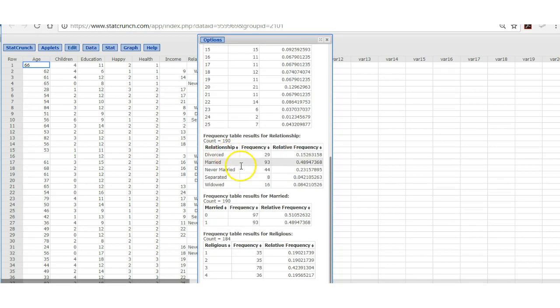And then we have relationship. We can look at the frequencies and the relative frequencies for those answers. And for the variable married, this was a 0 if they're not married and a 1 if they are. You can see looking at these values that these two were very close together. It was close to being half and half as to how many of these were married and how many were not married.